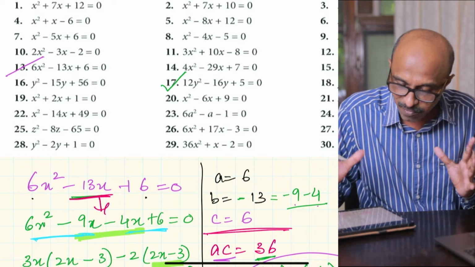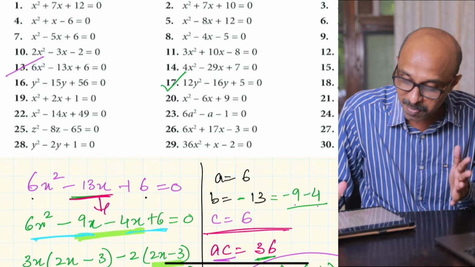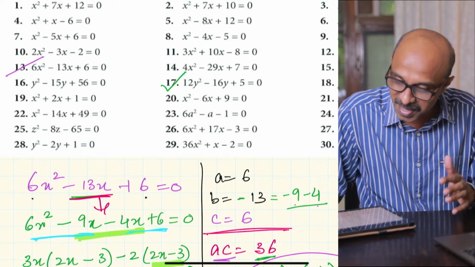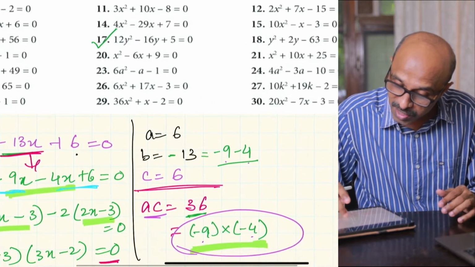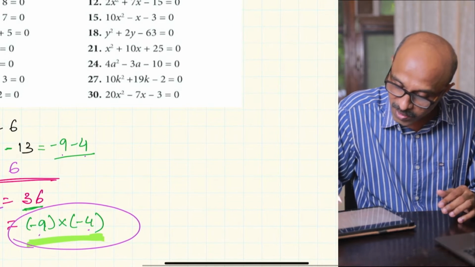Okay, 13, for some people 13 is an unlucky number. For some people number 17 is an unlucky number. So I'm just picking up some numbers like that. 12y squared minus 16y plus 5. I'm going to write that question here.